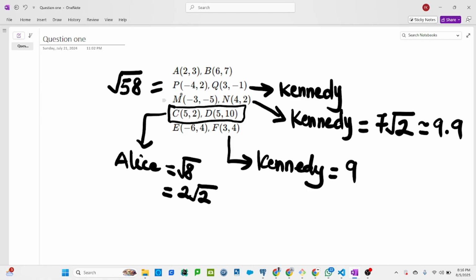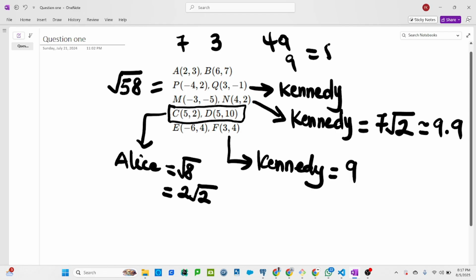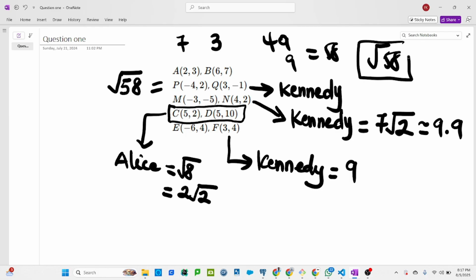Kennedy had this and this. That will give me 7. And this and this, that will give me 3. So that's 49 and 9. That will be 58. So square root of 58. That was correct. Kennedy, well done.